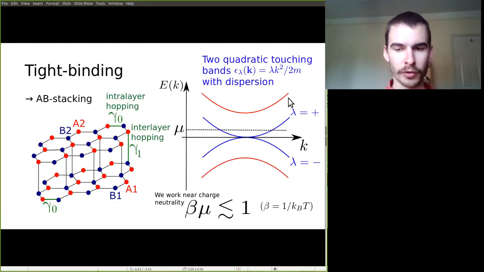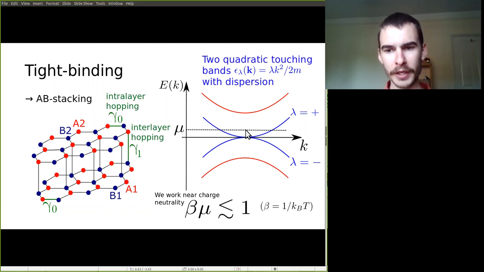So the starting point for this, of course, is the band structure of bilayer graphene. And you can get it just by doing a simple tight binding model with some intralayer and interlayer hopping. And you find these four bands, but in fact, for our purposes, we can just focus on the two low energy bands that have this band touching point. And we're going to focus on the case where the chemical potential is close to the band touching point. So that's this condition that beta mu is less than 1, where beta is inverse temperature.